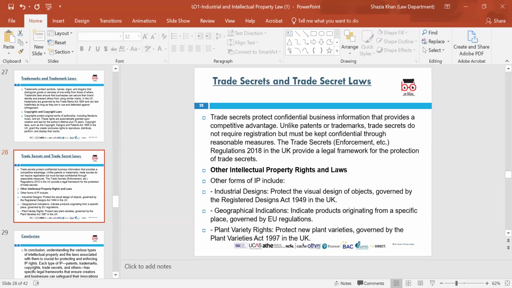Other intellectual property rights and laws include things like industrial designs, which protect visual designs of objects, governed by the Registered Designs Act 1949 in the UK, and geographical indications, which indicate products originating from a specific place, governed by EU regulations. And plant variety rights protect new plant varieties, governed by the Plant Varieties Act 1997 in the UK.